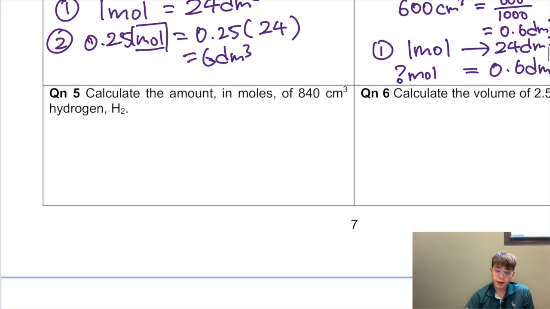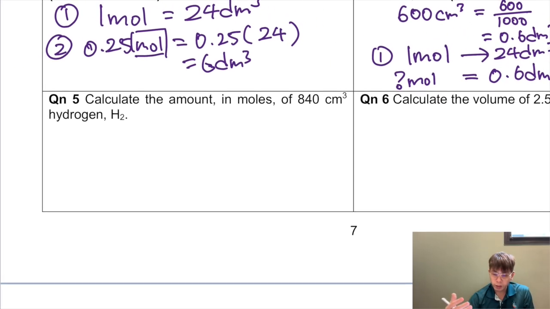Let's look at question number 5. Calculate the number of moles of 840 cm cube. I see cm cube again, so I need to convert. 840 divided by 1000. Remember to convert, divide by 1000, is equal to 0.84 dm cube. Press your calculator to find out.